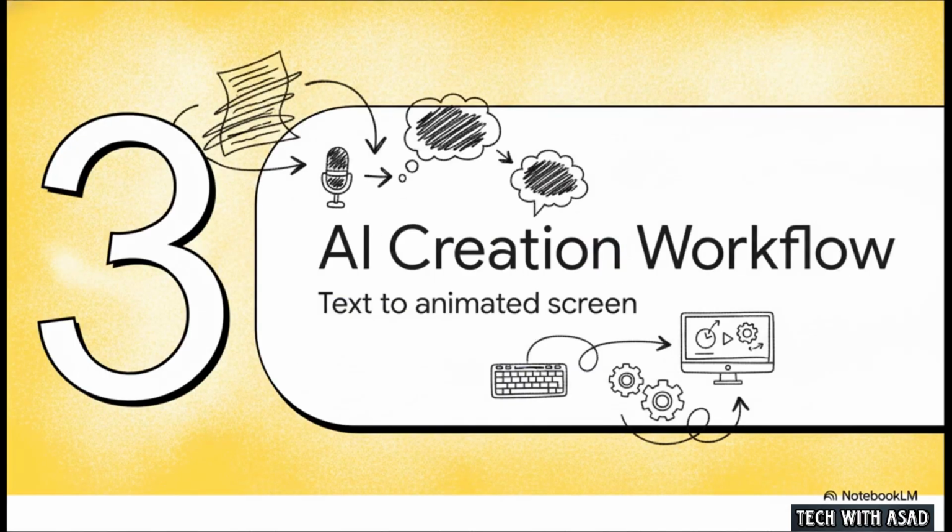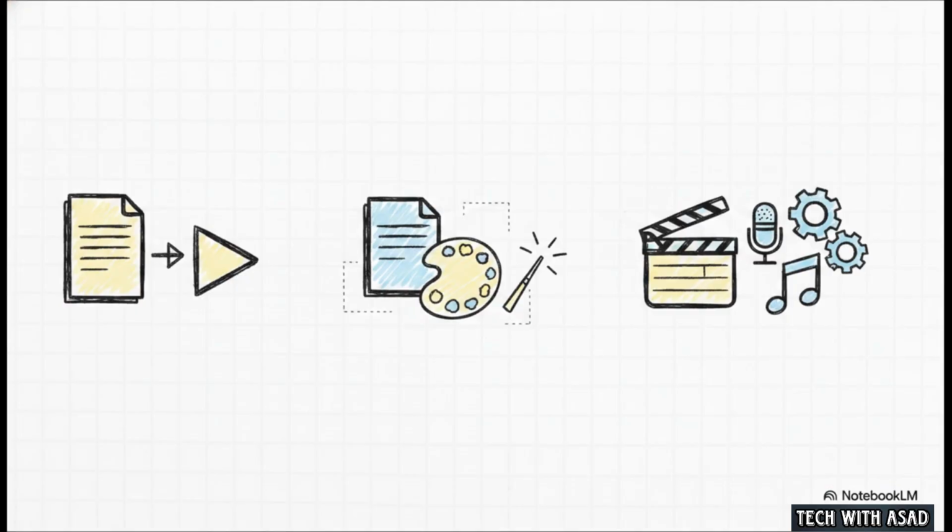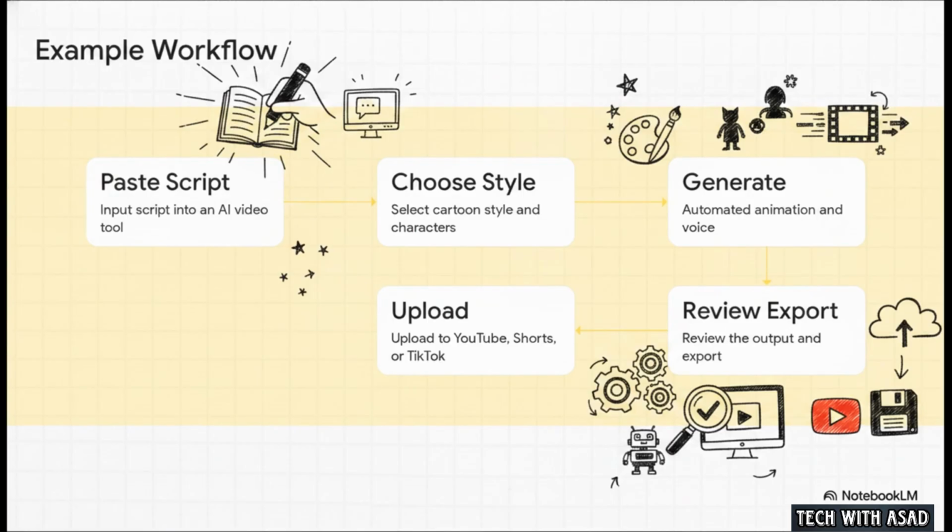All right, Section 3, the AI creation workflow, from text script to animated screen. The source material categorizes our recommended tools into 3 distinct levels of complexity. First, you have the AI cartoon text-to-video generators, where you literally just paste your script and let the AI do the heavy lifting. Second are prompt-based style selectors. These give you a bit more control to input text and pick a specific visual vibe. And third, you've got comprehensive AI tools that handle the whole shebang: voiceover, animation, music, export options, you name it. You basically just pick your tool based on whether you want to paste and go or really get in there and art direct.